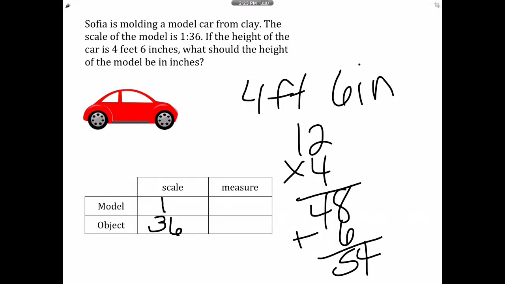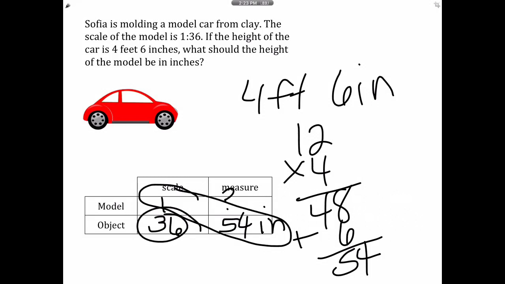So it would look like this. We would put the actual object is 54 inches. And we want to know what the model would be. So we are wondering about how tall the model is. So we go 1 times 54 divided by 36. And we find out that the model has the length of 1 1/2 inches. Remember, you guys can do this part with your calculator, but we don't want to spend too much time on that.